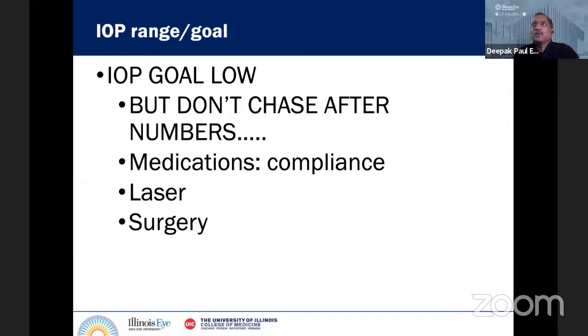Many studies have shown that if you can maintain the intraocular pressure in the low to mid-teens in these patients with severe visual field loss, you can halt or slow the progression of visual field loss over many years. But having said that, don't chase after numbers. So if the pressure is 15 today and 14 today and 16 on one visit, don't panic. Don't make the patient panic.